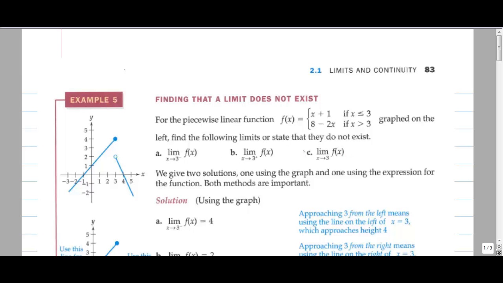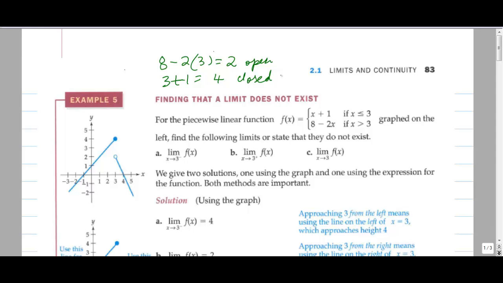Well, if you plug 3 into here, 8 minus 2 times 3 is 8 minus 6, which is 2. So at 2, there's an open circle. And then x plus 1, that means 3 plus 1 is 4. That's defined, so it's closed at 4. I don't expect you to graph these by hand necessarily. You can use your calculator, or the graph will be given to you.